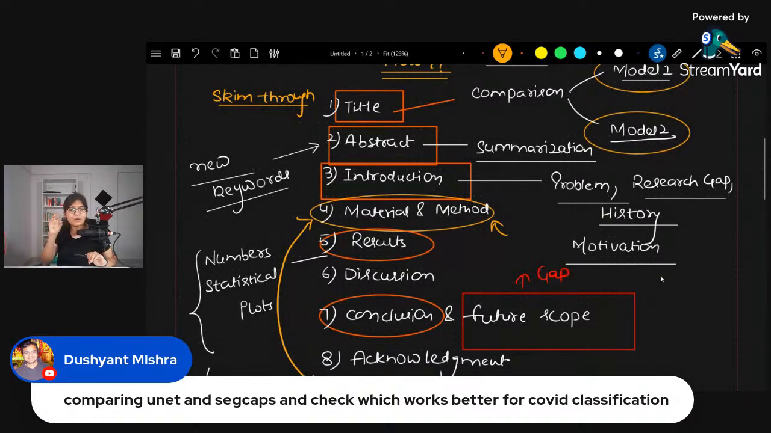And then I wouldn't be able to pay proper attention towards the results, which is very important because that is something which they're able to get from this research paper or from the research. So actively, we have to focus on the results part.